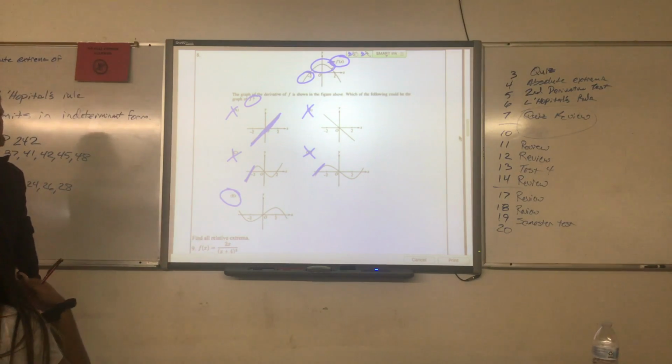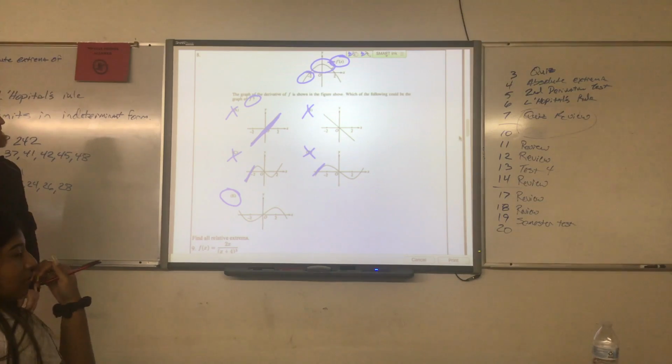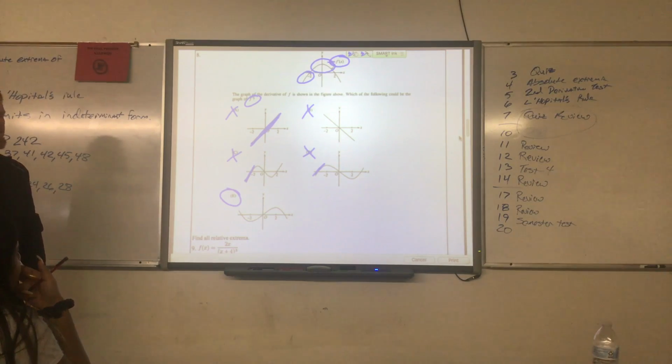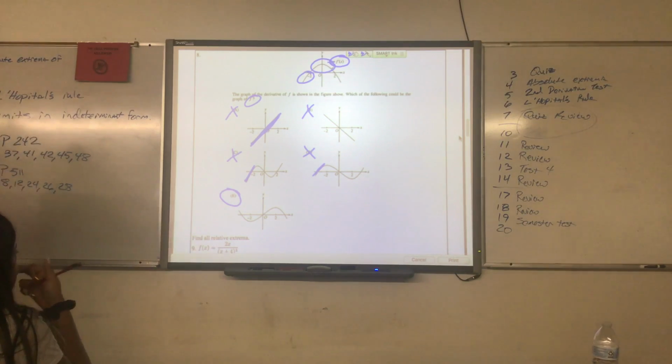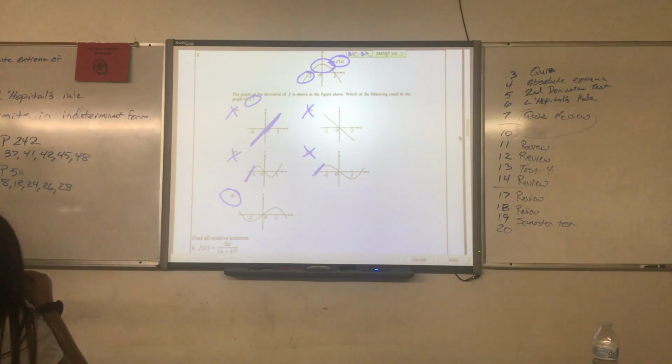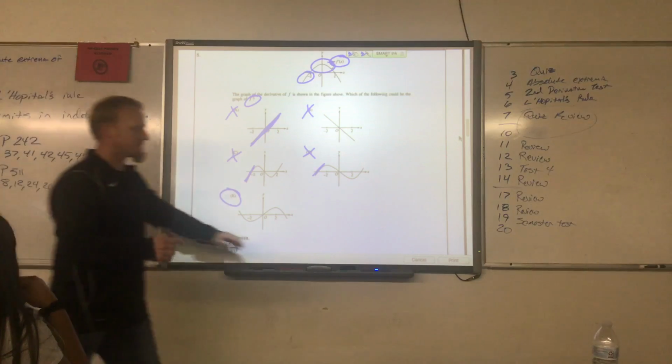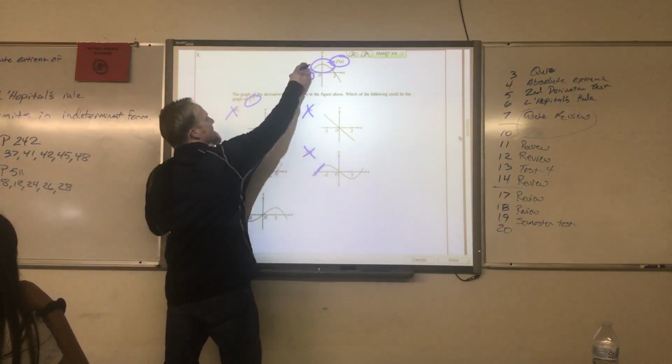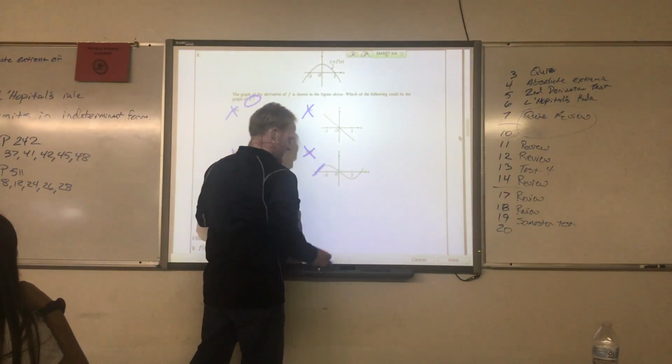Now, how would B work? Oh, I was reading it wrong. I was not reading from left to right. My bad. All right, now what John Ryan did there, he was looking at increasing and decreasing. That worked for this problem. Sometimes that works, but it's not the most efficient way of doing it.